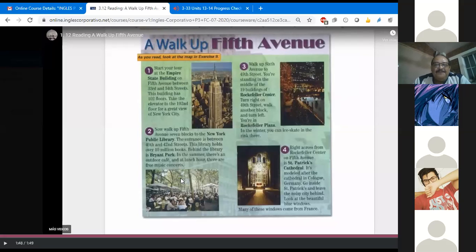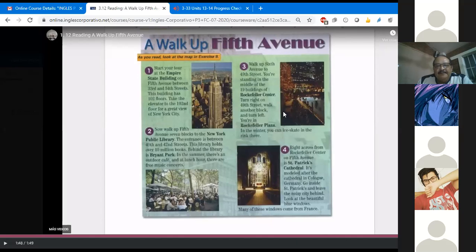Okay. Good. Number 3. Walk up 6th Avenue, go to 49th Street. You're standing in the middle of the 19 buildings of Rockefeller Center. Turn right on 49th Street, walk another block and turn left. You're in Rockefeller Plaza. In the winter, you can ice skate in the rink there.